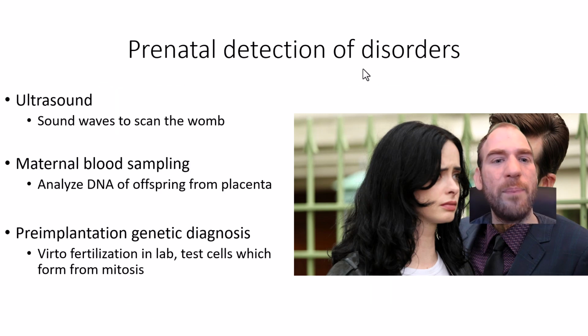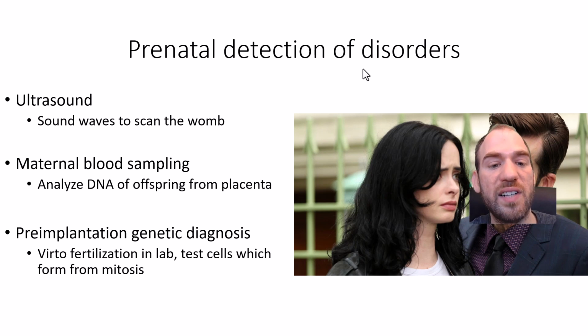And these are just some mechanisms by which to identify disorders prenatally. They include ultrasounds, which consist of sending sound waves to scan the womb, and maternal blood sampling, which analyzes DNA of offspring from the placenta. Through that blood sample, researchers or medical professionals are able to identify the presence of certain diseases or the potential for any disorders.